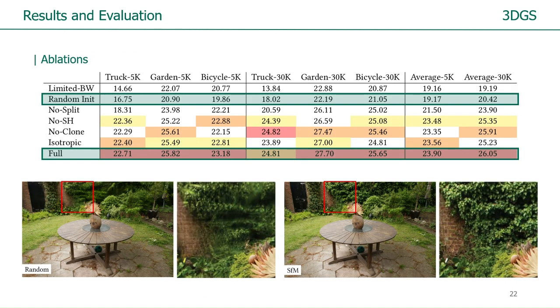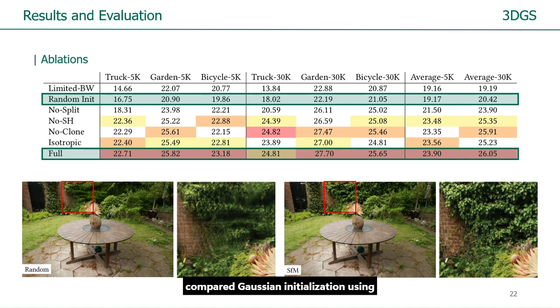Finally, the authors conducted an ablation study to verify the effectiveness of each component in the proposed method. First, they compared Gaussian initialization using random points with initialization based on SFM points. Although the random point initialization was able to generate somewhat plausible images, noticeable artifacts remained, especially around detailed geometric structures, even after repeated optimization.